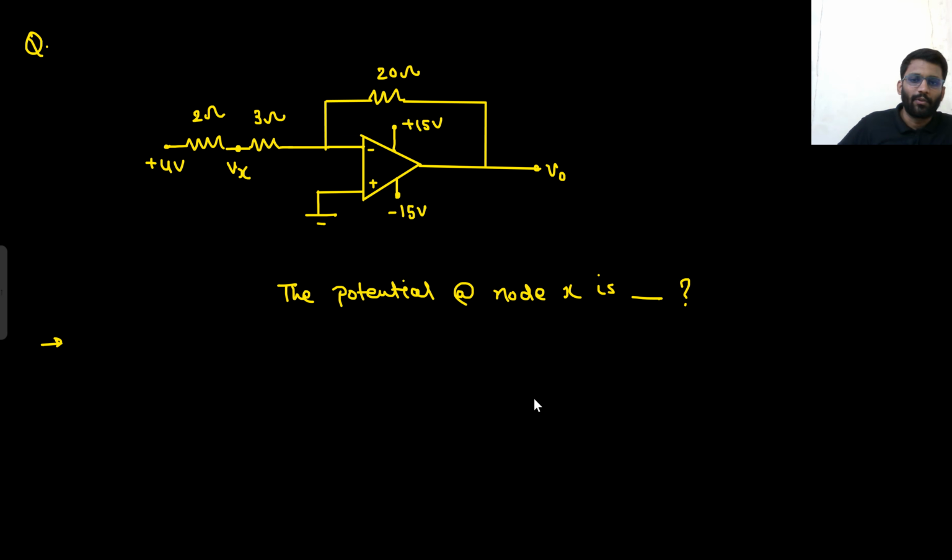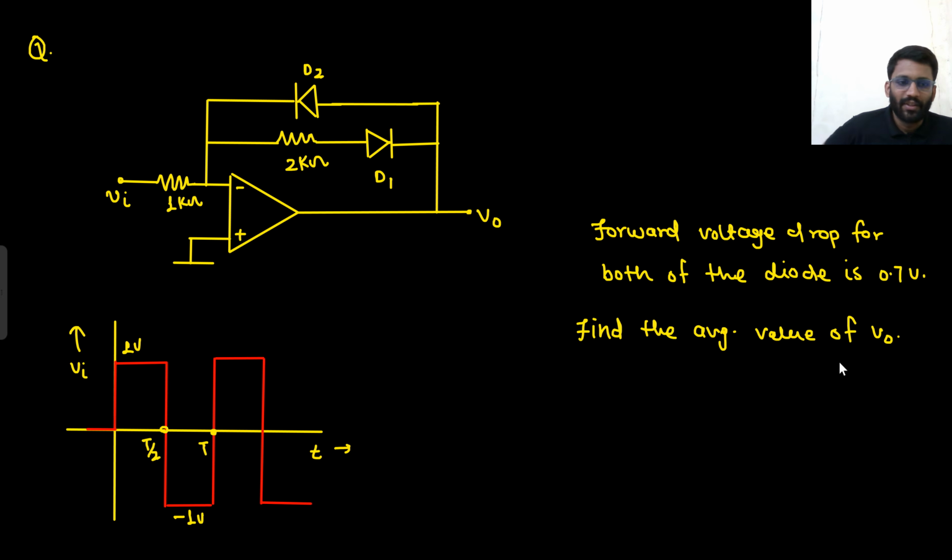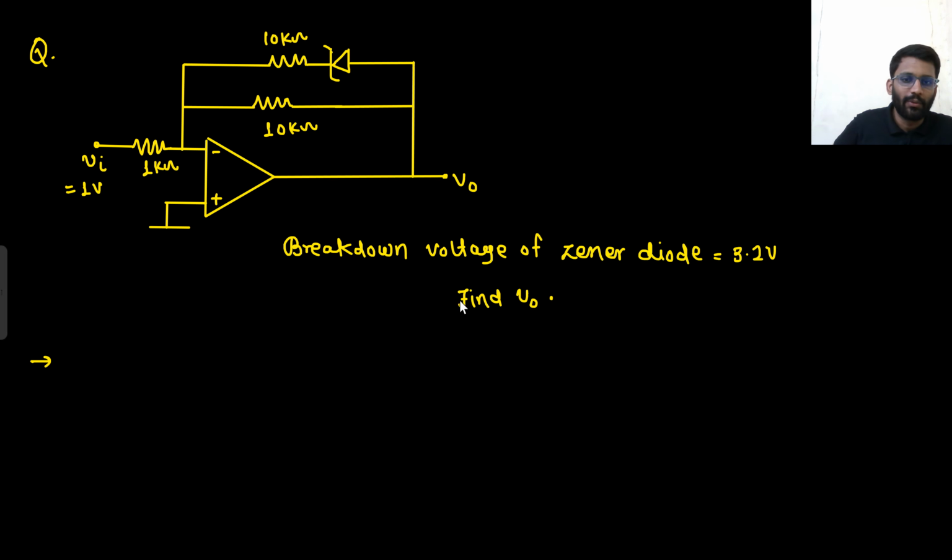Then in this question, you need to find the potential at node X, the Vx potential. This is also a very good question. Very easy, but some students can make a mistake here. Then you need to find the average value of V naught. This should be done by yourself. You also need to find the value of V naught. This is also very easy.